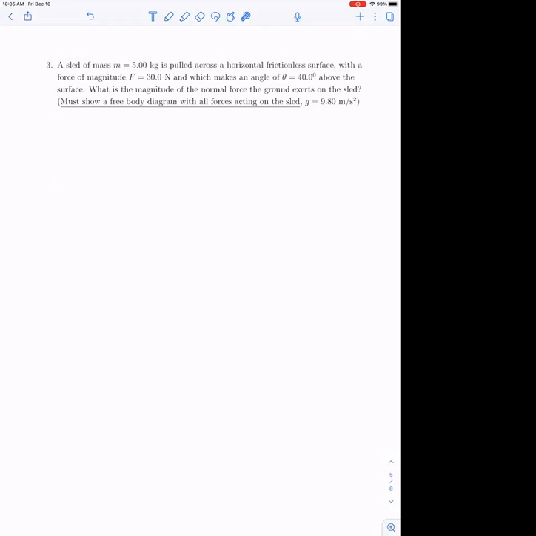in this particular problem, it says that there is a sled of mass 5 kilograms. It is pulled across a horizontal frictionless surface with a force of magnitude 30 newtons, which makes an angle of 40 degrees above this horizontal surface. So the first thing I will do is just draw a picture, a cartoon picture, just to tell myself what's going on physically in this problem.